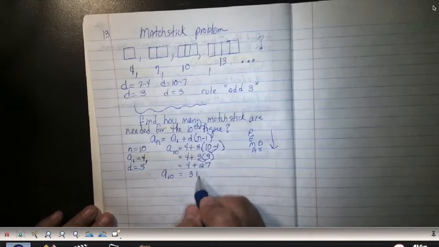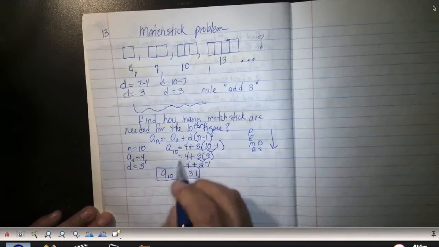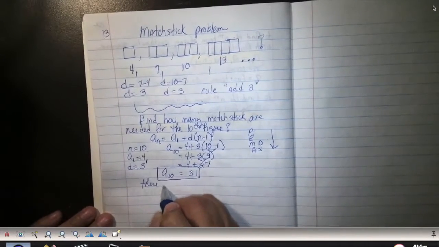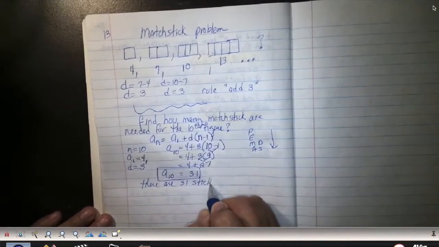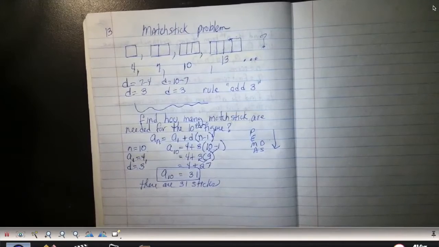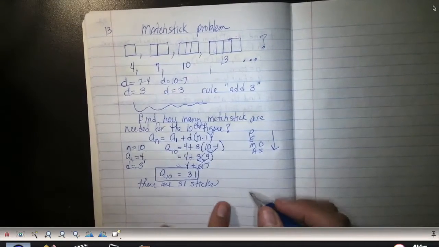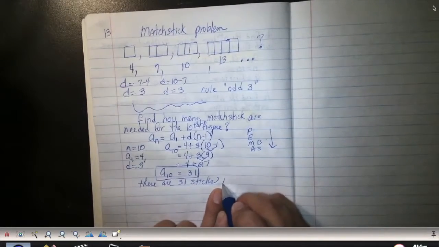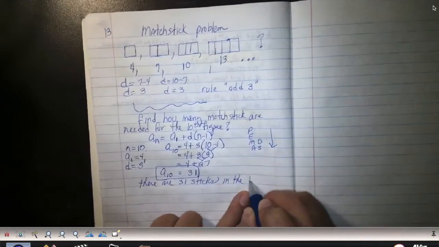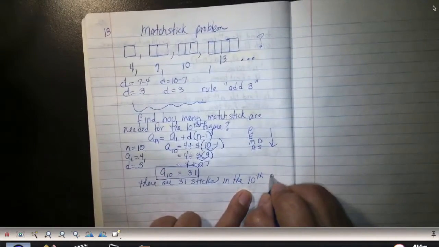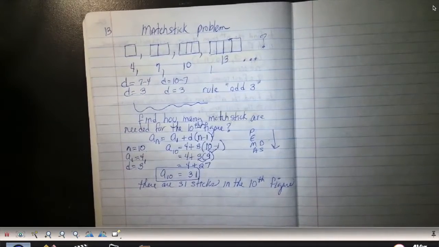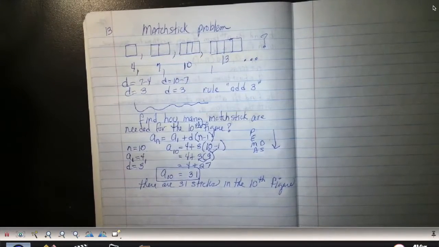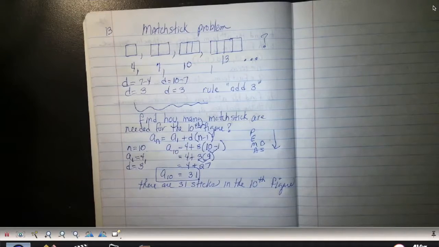Remember to always write our answer in a complete sentence. Or 31 sticks are needed for the 10th figure. I think I should have written it that way. In the 10th figure.